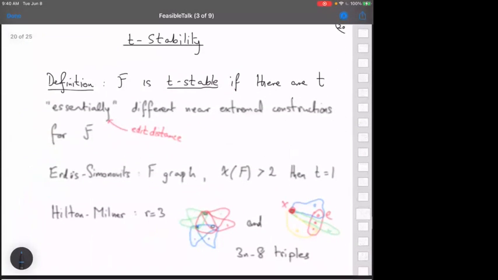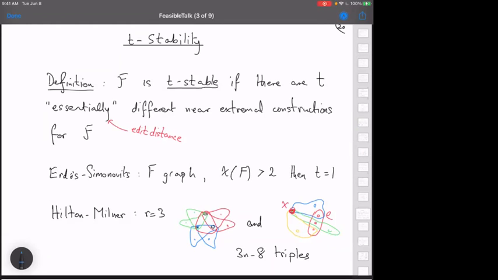So this is related to stability. One definition is that we say a family is T-stable if there are T essentially different near extremal constructions for F, where I don't define anything formally. Essentially different means far from each other in edit distance, meaning you cannot get from one construction to another just by changing very few edges. This is a phenomenon we do not see in graph theory because of the stability theorem of Erdős and Simonovits. It says that everything is basically stable with respect to the Turán construction, complete partite graphs.